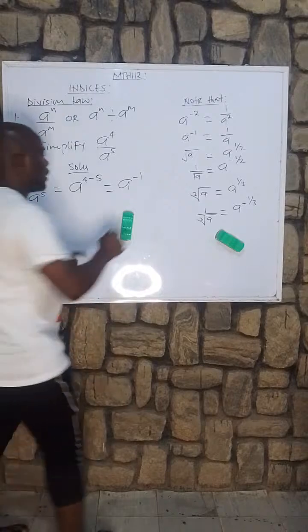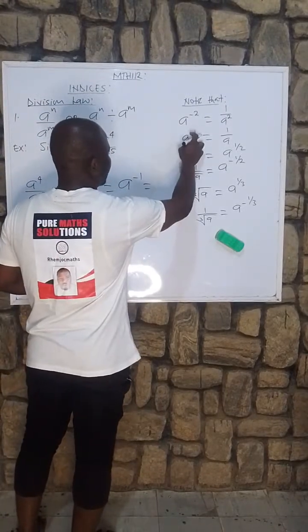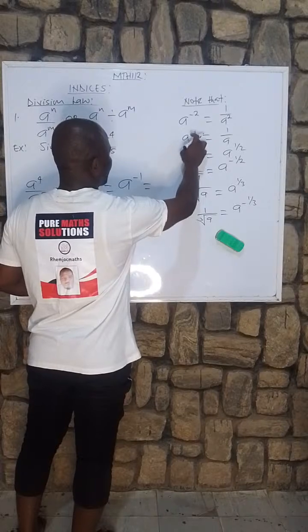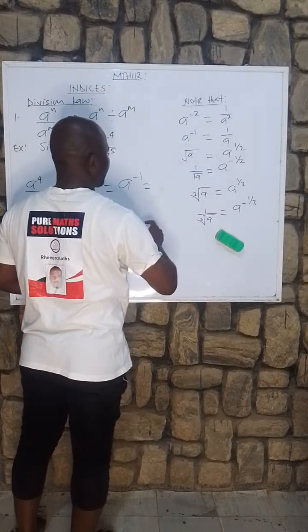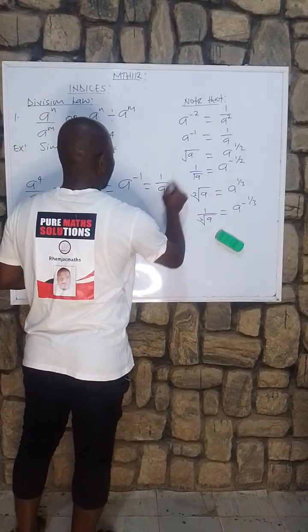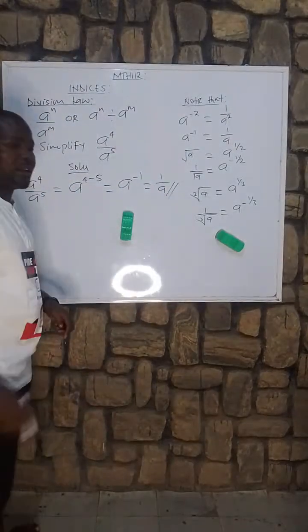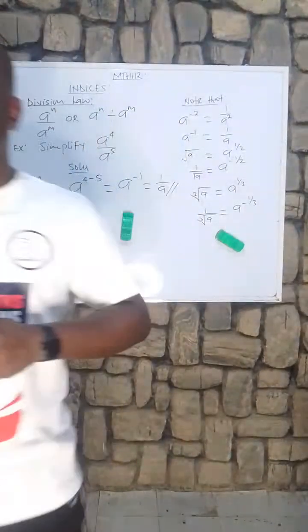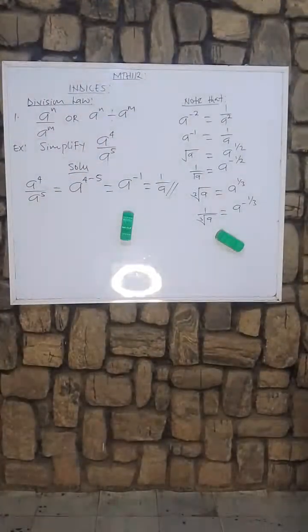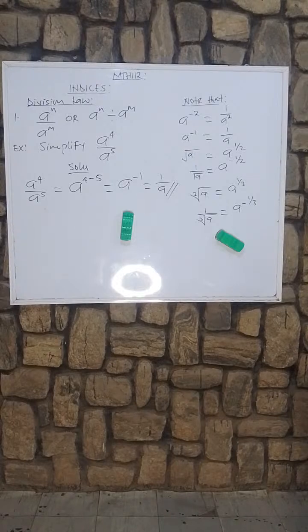True or false? Then this is the same thing as, come here, A raised to the power minus 1 is the same thing as 1 all over A. Either you leave it like this or like this. Any question, please? Drop your question in the comment section. If you have any question, I give you 1 minute to ask your question.